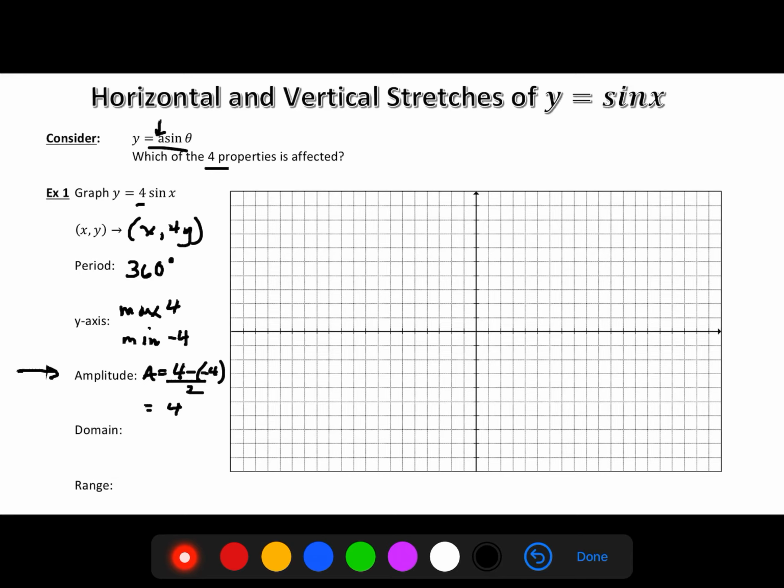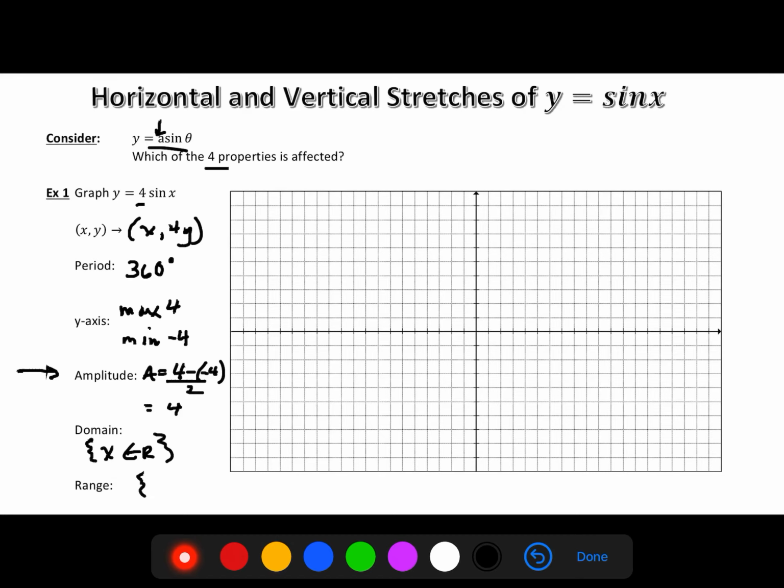Now our domain of our function y equals sine x is that x can be any real number. We can sub any value for our angles in there and find our sine. If we were talking about one cycle, then we would have a minimum and a maximum for that cycle. But in general, for the function itself, x can be any real number.